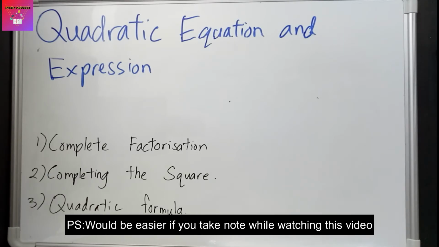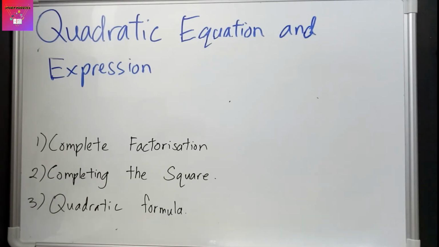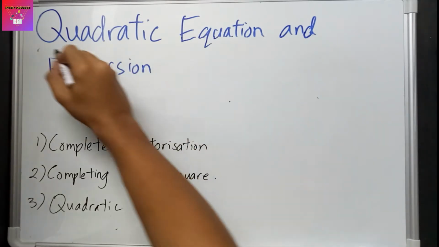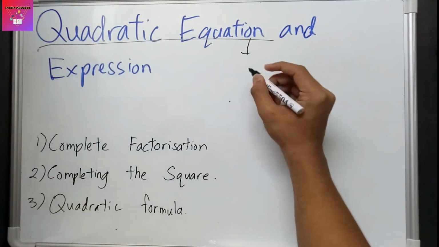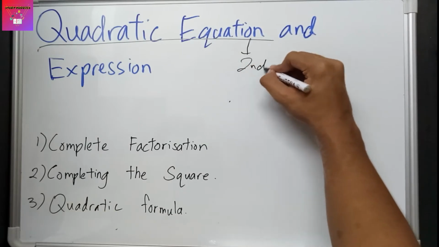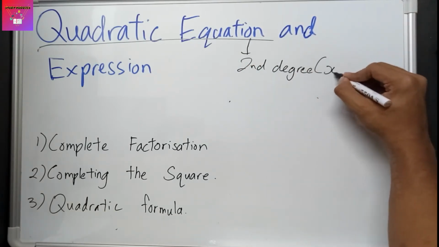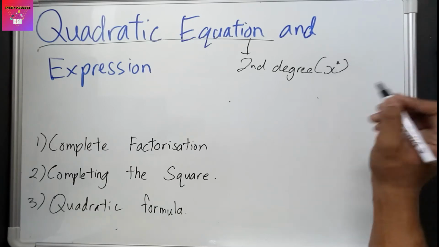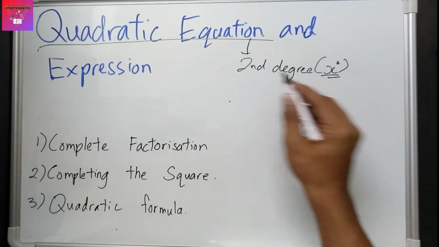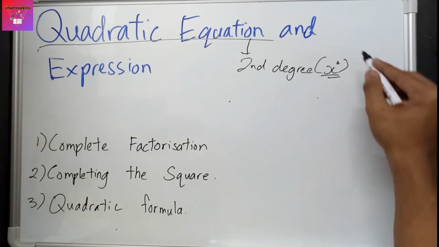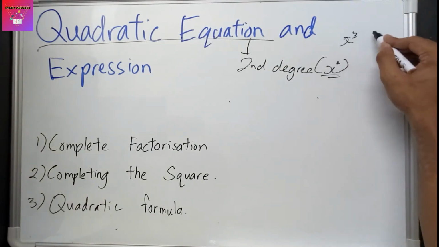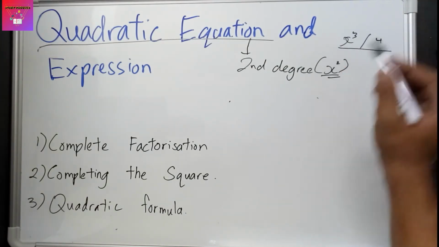In today's Mathematics Edition video, we'll be studying quadratic equations and expressions. So first of all, what is a quadratic equation? Quadratic equations are basically equations of the second degree, which means their unknown, usually the term x, has a power of 2, and that is the maximum power a quadratic equation can have. It cannot have x to the power of 3, power 4, and so on and so forth.